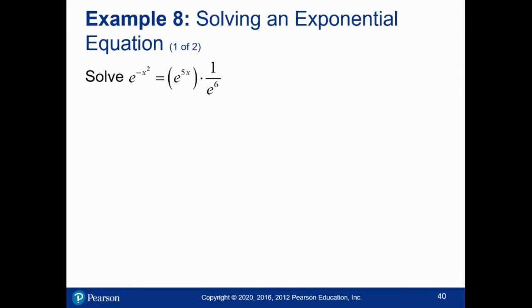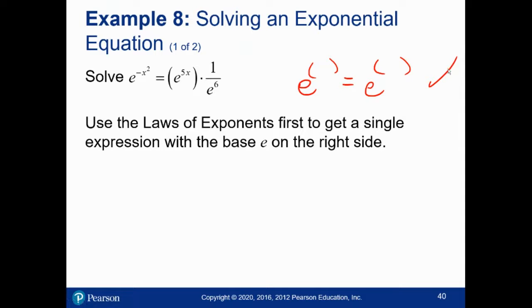So as promised, we're going to keep finding solutions to exponential equations. Notice that now our base is e. But that's actually kind of convenient. I have the same base on both sides. Unfortunately, I do have to resolve this 1 over e to the 6th because what I want is just e to something equals e to something and have that be it.